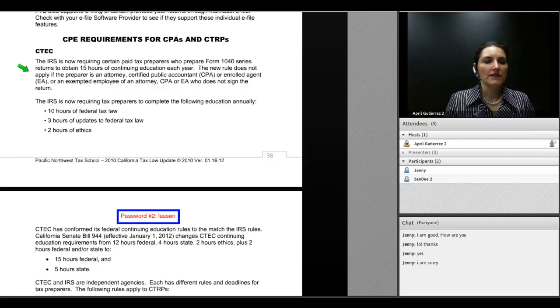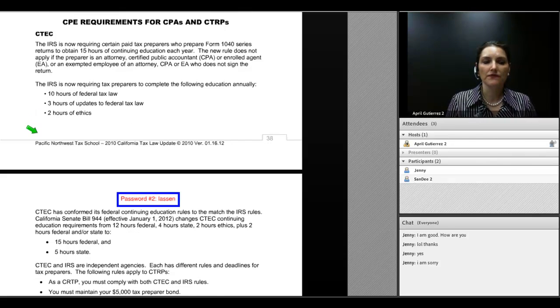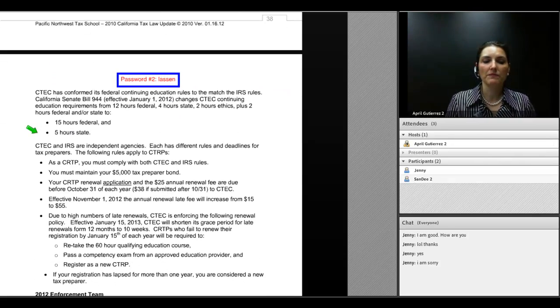CPE requirements. CTEC is now requiring certain paid preparers who prepare Form 1040 series returns to obtain 15 hours of continuing education each year. The new rule does not apply if the preparer is an attorney, CPA, or enrolled agent, or an exempted employee of an attorney, CPA, or EA who does not sign the return. The IRS is now requiring tax preparers to complete the following education annually: 10 hours of federal tax law, 3 hours of updates to federal tax law, and 2 hours of ethics.